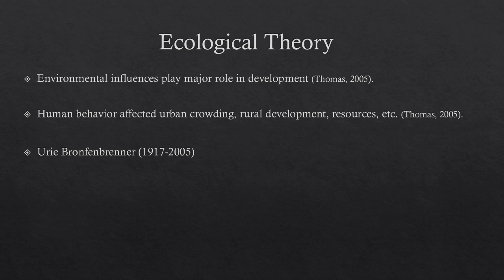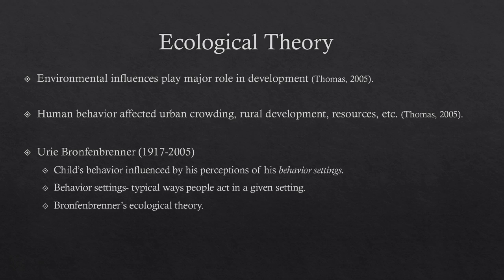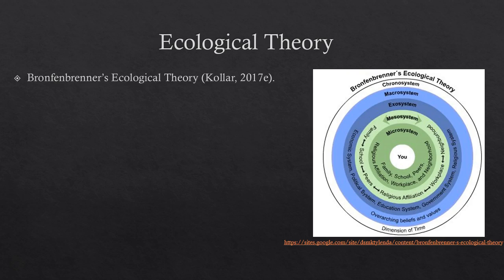Yuri Bronfenbrenner, I think I'm saying that right, was probably the most famous psychologist in this branch of theory. He believed that a child's behavior was strongly influenced by his or her perceptions of what was called behavior settings. So behavior settings were essentially the way that people typically act in a given setting. And so his ecological theory was used to explain this. And so his theory basically says that child development is impacted by these different interacting systems.